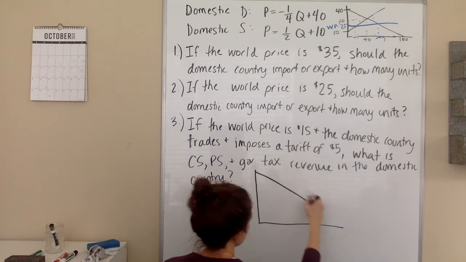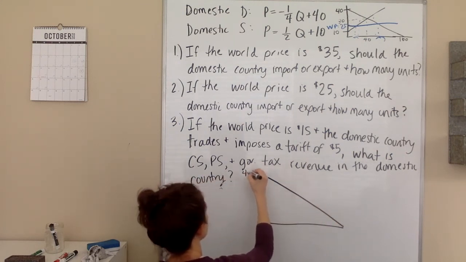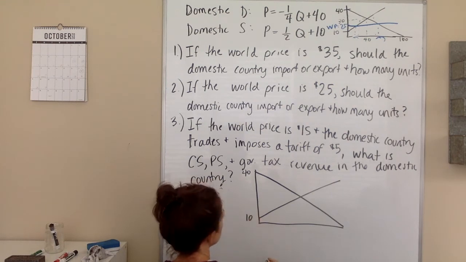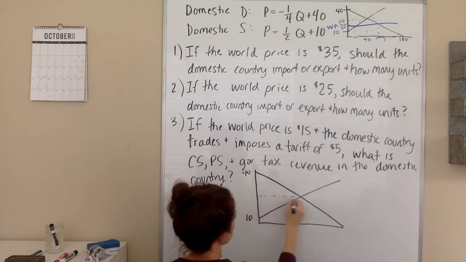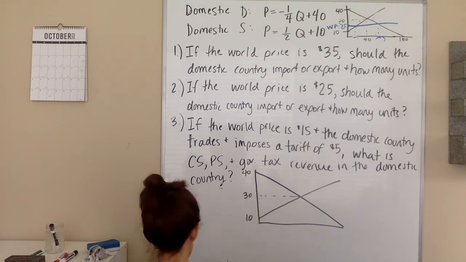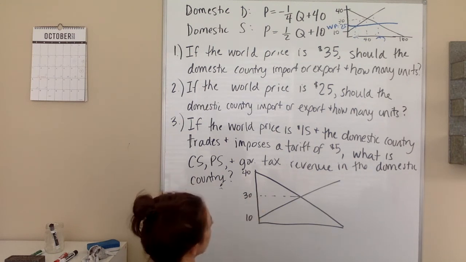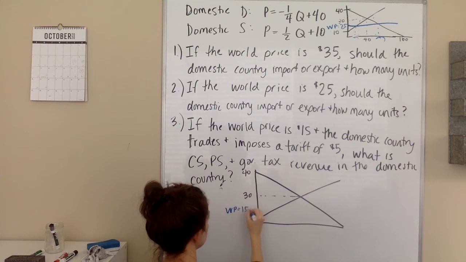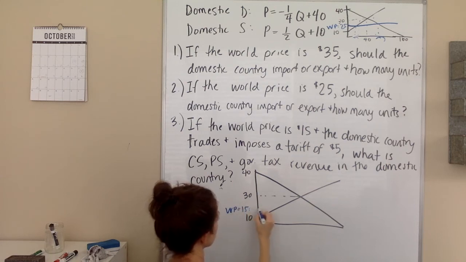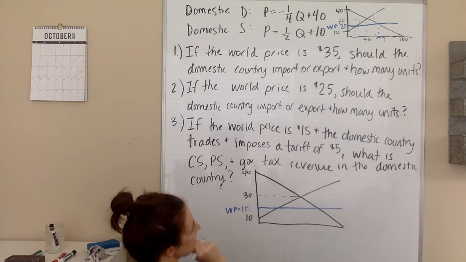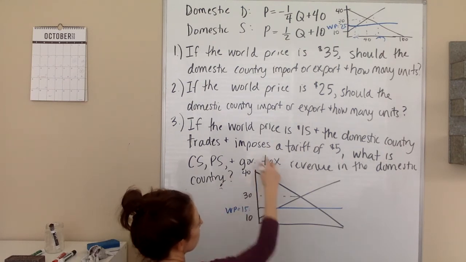So for question 3, you've got the domestic demand that has an intercept up here at 40, and domestic supply that has an intercept at 10. You know that the domestic price before trade is 30. Now the question says the world price is 15, so you're going to have a world price equal to 15. You're going to draw that here.